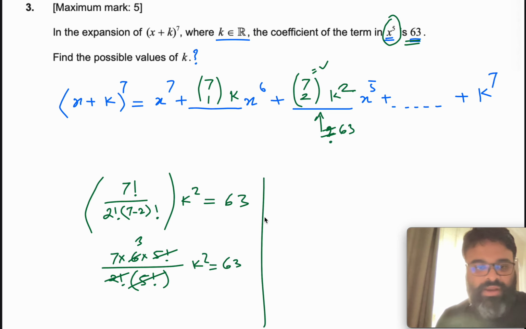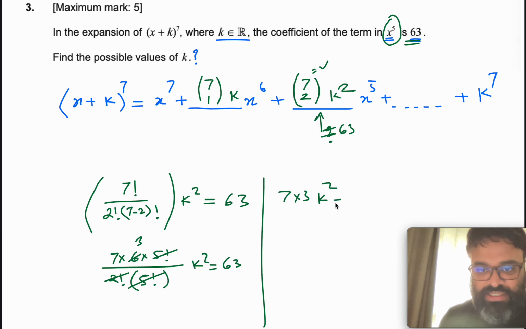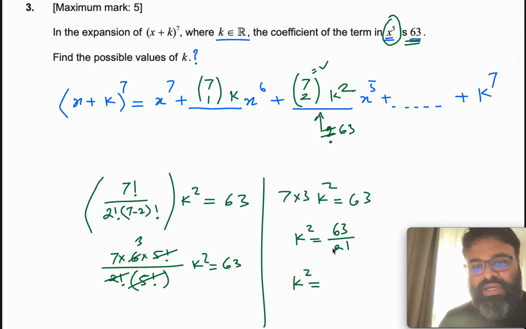K square is equal to 63. Let's solve this. Now this is 7 times 3 k square is equal to 63. So k square is equal to 63 over 21. So k square is simply 21 times 3 is 63, right? So k square is 3. So k, you take a square root. It's a square root of 3.